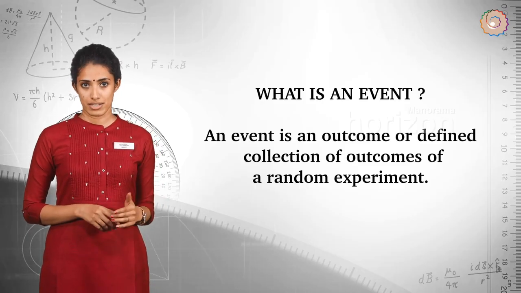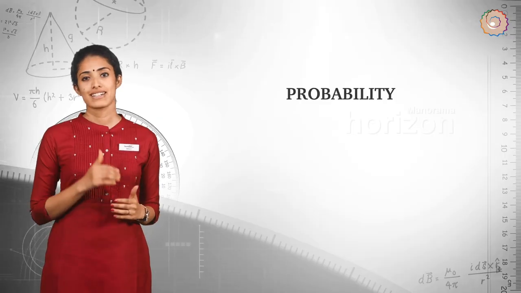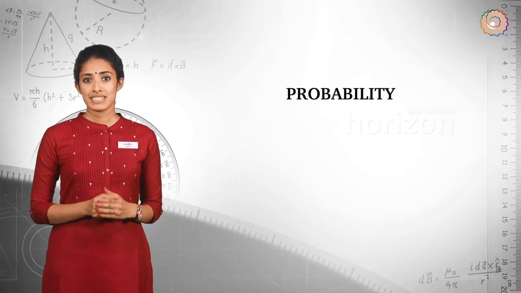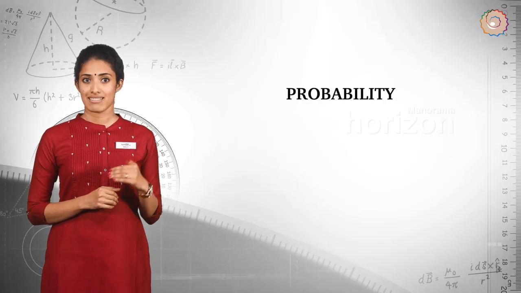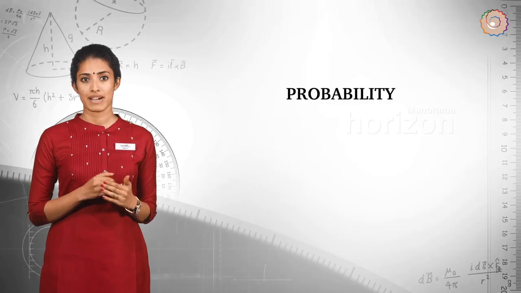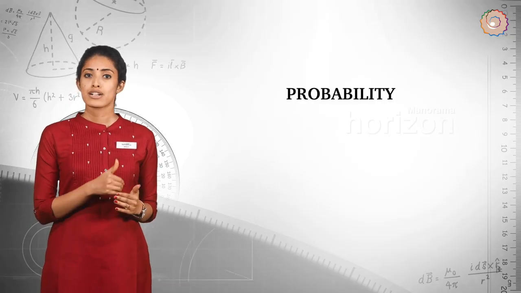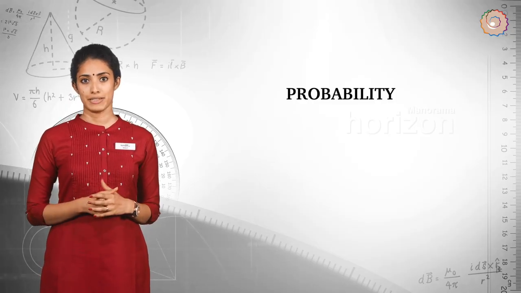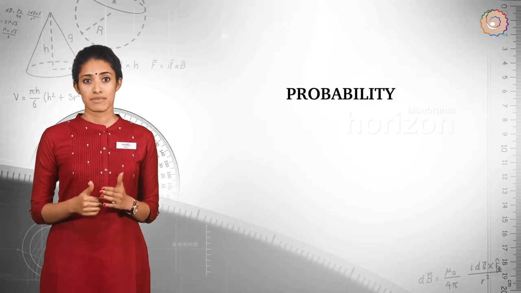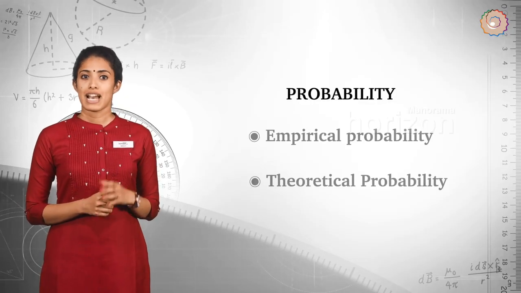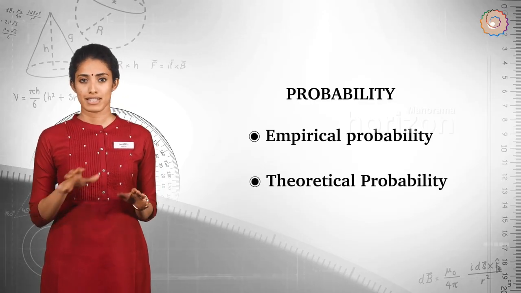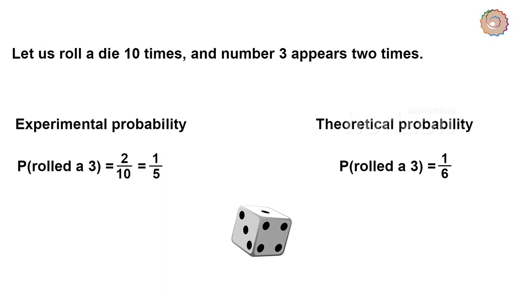Having defined these terms, let us see what probability is. Probability is the extent to which an event is likely to occur, measured by the ratio of the favorable cases to the whole number of cases available. There exist two types of probabilities, that is, empirical probability and theoretical probability.